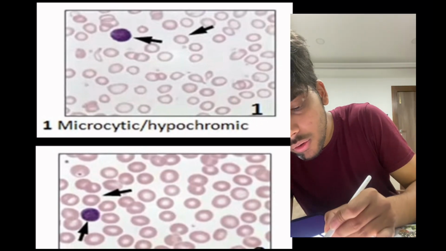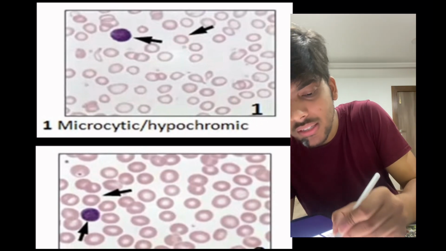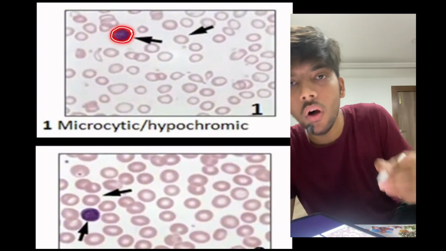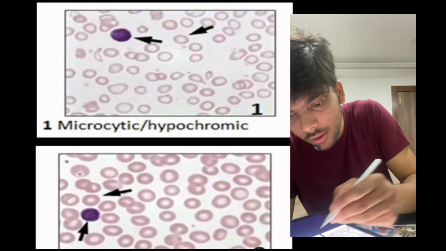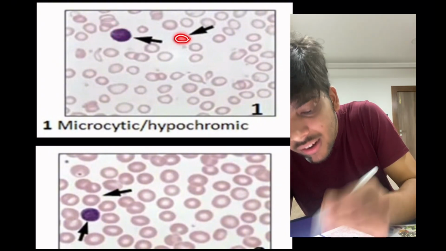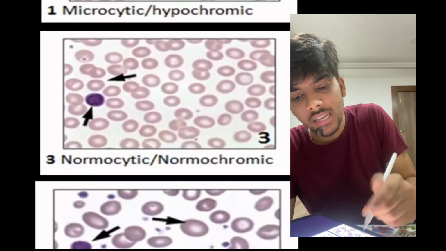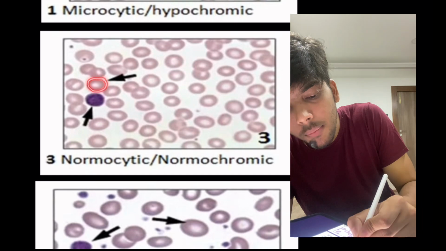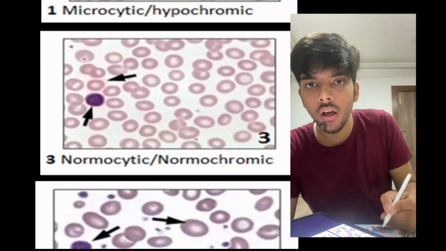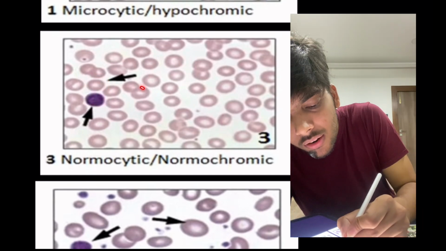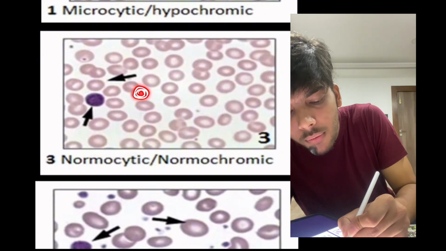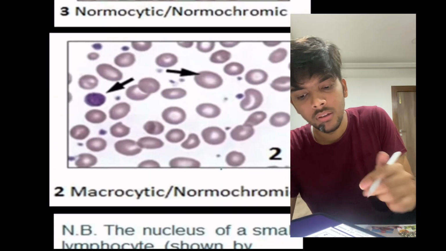So first, you have this RBC, obviously the size of which is less than the small lymphocyte. So it is microcytic. You can see that the peripheral red is less than the central pallor, so it is hypochromic. Second, the size is comparable to the size of the small lymphocyte: normocytic. The peripheral red is more than the central pallor: normochromic.